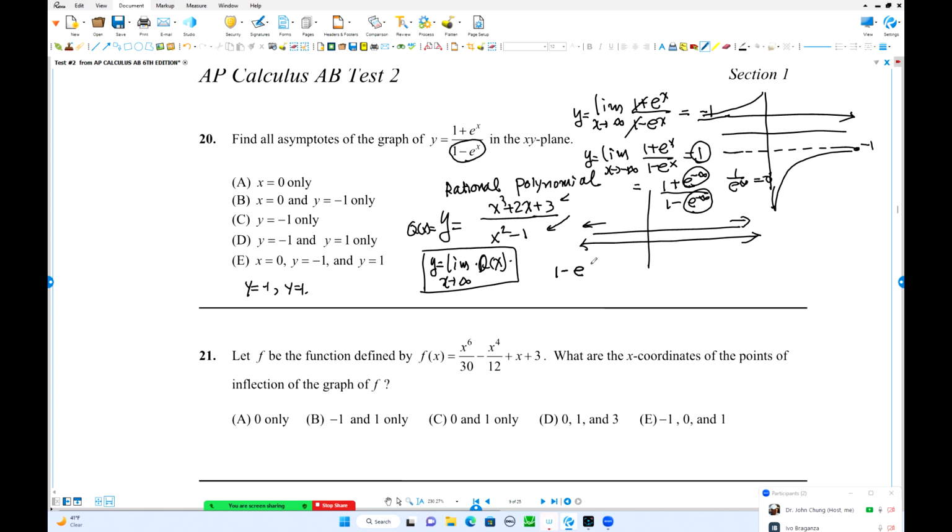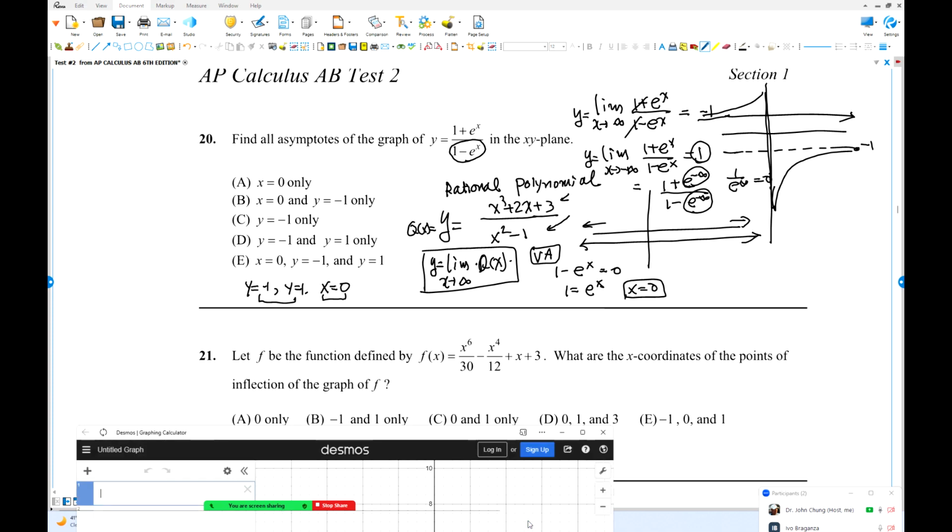1 minus e to the x equals 0. For what value of x is that equal to 0? 1 equals e to the x, right? This gives the vertical asymptote. The denominator, so x equals what? 0, isn't it? So that is a vertical asymptote over here. So we have two horizontal asymptotes and one vertical asymptote. I'm going to show you the graph over here.